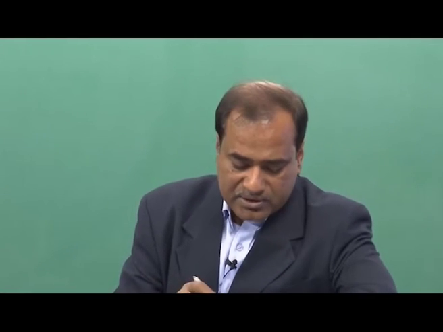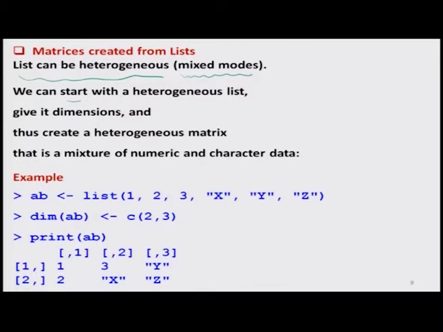So, the steps are as follows. We can start with any heterogeneous list, and then I have to mention the dimension of the matrix, and this will create a heterogeneous matrix. In case my list has mixed modes, then this matrix is going to be a mixture of numeric and character data. Let us try to take an example and try to understand what I am trying to say here.